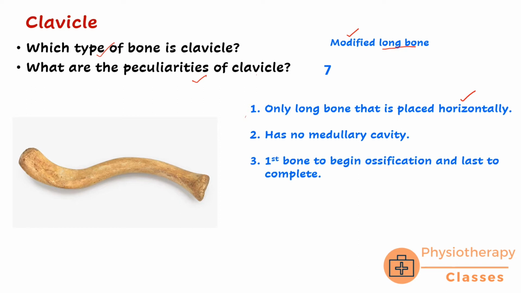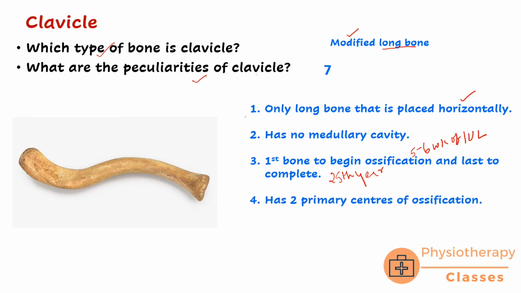Then third is this is the first bone to begin ossification, and this begins around the 5th to 6th week of intrauterine life, and it is the last to complete ossification. When does it complete ossification? That is around the 25th year of life. So this is the third point.